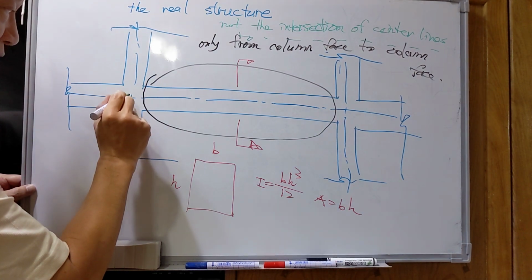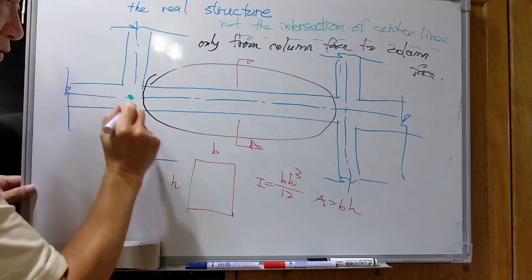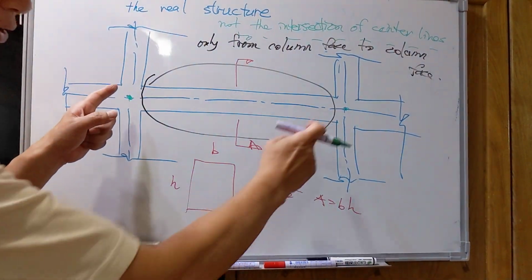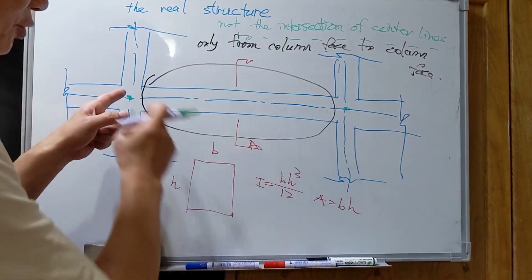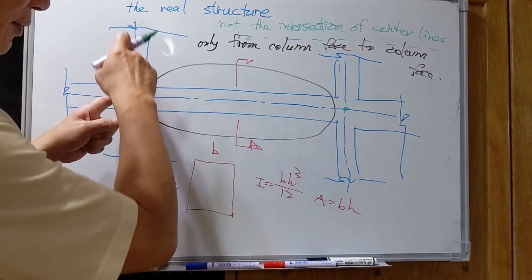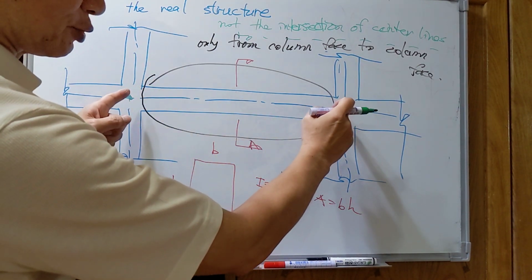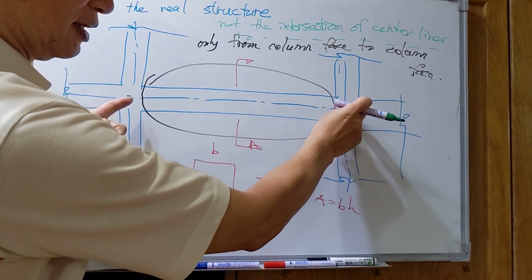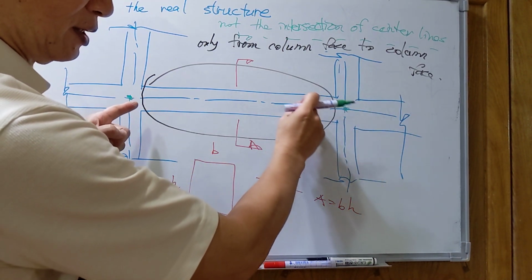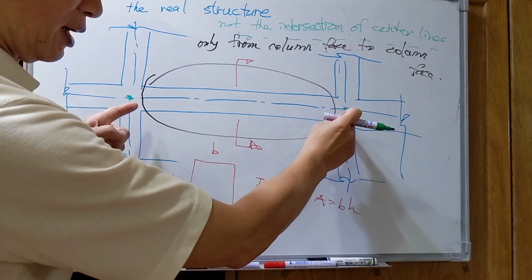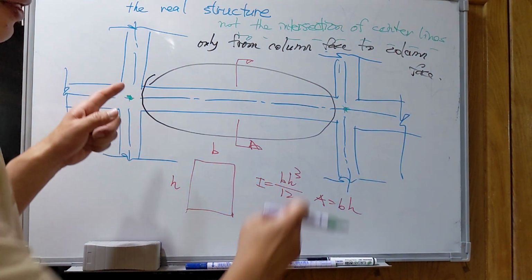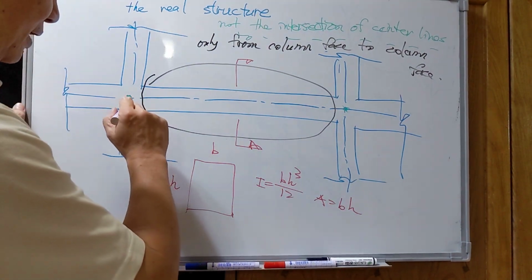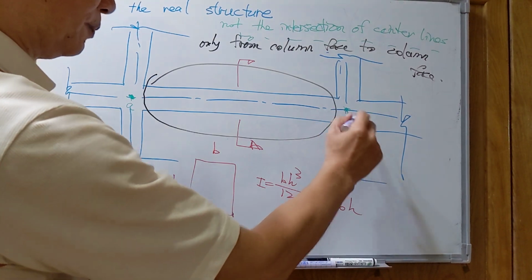For the beam element input data, we consider from this point to this point. Okay, that's the structural model. That's the intersections of the center lines of the beam and the column. That's the intersection point of the right end. That's the intersection point of the beam element and the column line. The length of the element we consider is from this point, that's the point A, that's the point B.